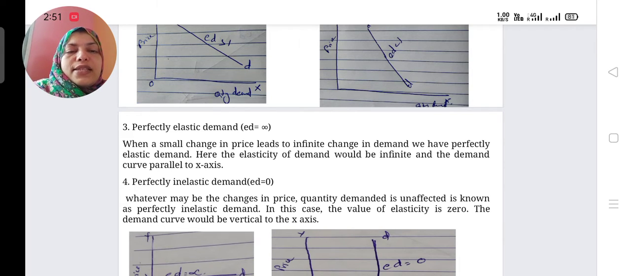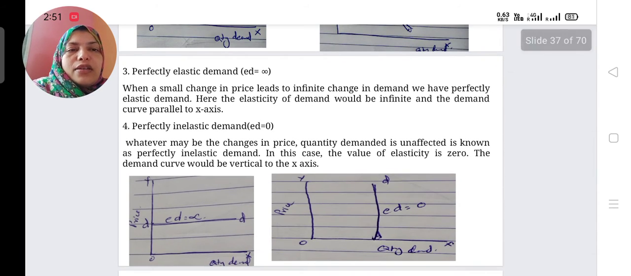Then the fourth case is perfectly inelastic demand. Whatever may be the change in price, if quantity demanded is unaffected, it is known as perfectly inelastic demand. In this case, the value of elasticity is 0. The demand curve would be vertical to the x-axis. Here, whatever may be the change in price, quantity demanded is unaffected. It is called perfectly inelastic demand. Here, the value of elasticity is pure 0. The demand curve would be vertical to the x-axis.